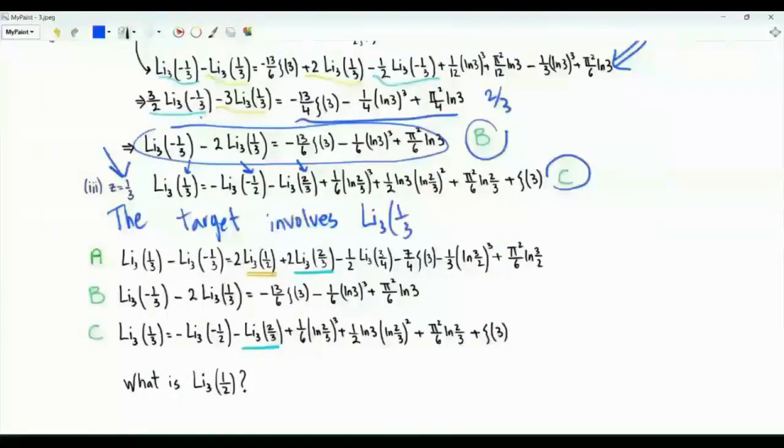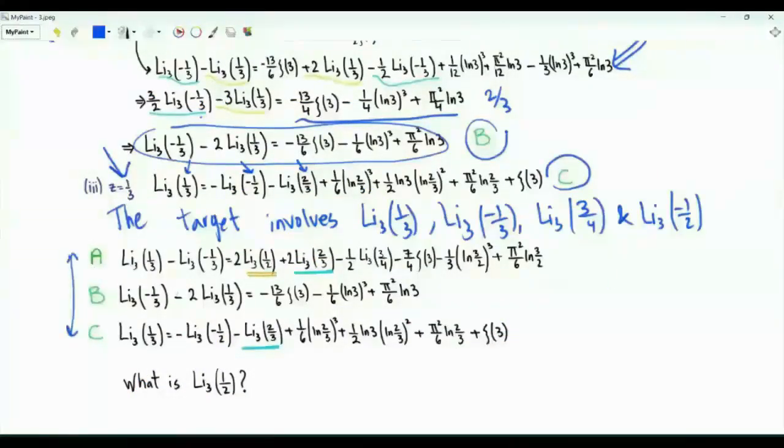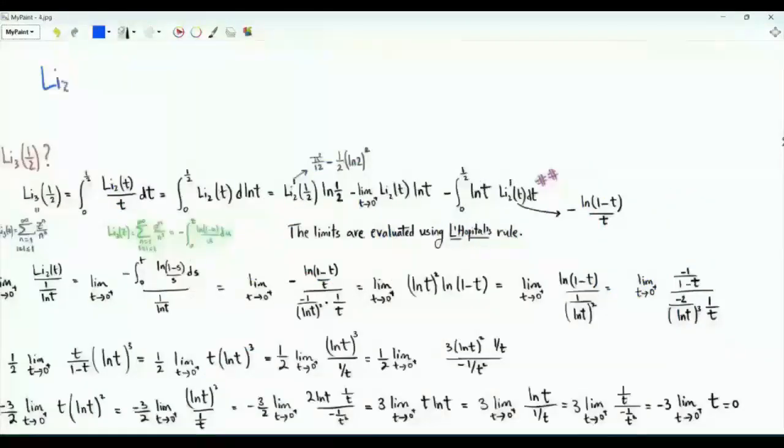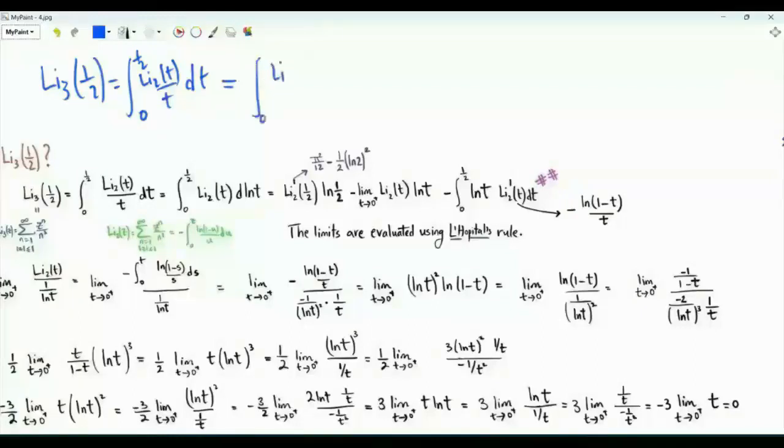If we look at our current results, they have the trilogarithm of 1/2, they have the trilogarithm of 2/3. If we look carefully here, it seems that we can use A and C to eliminate the trilogarithm of 2/3. So this can go away using A and C. However, we still have to obtain this value here. The trilogarithm of 1/2 is equal to the integral t from 0 to 1/2 of the dilogarithm of t divided by t. Let's do integration by parts.